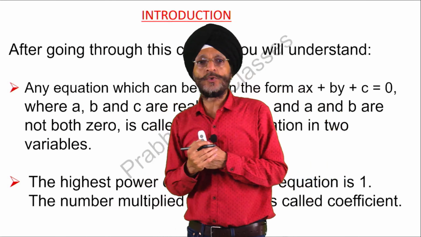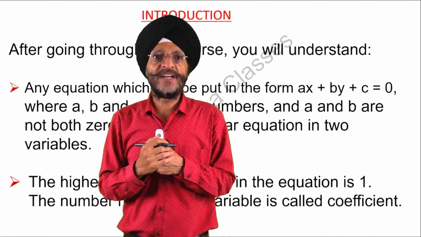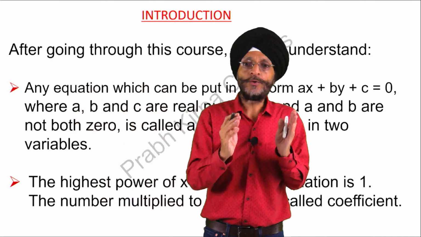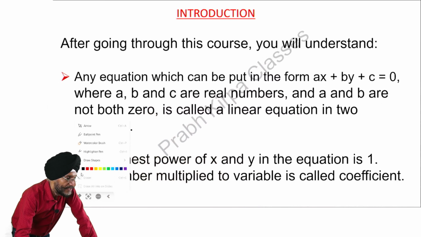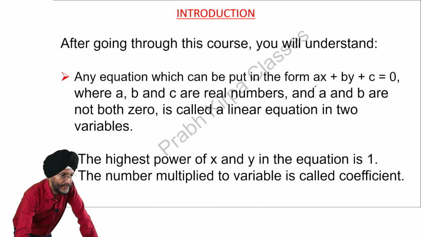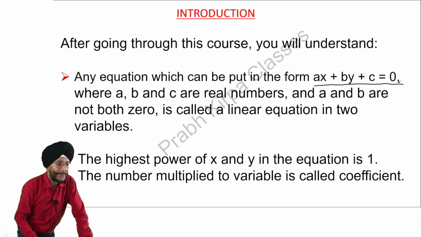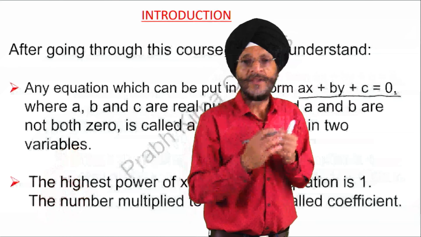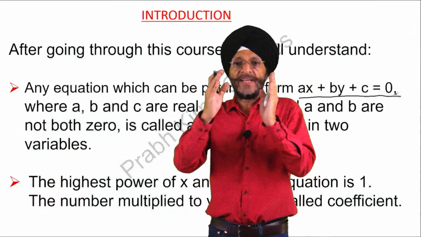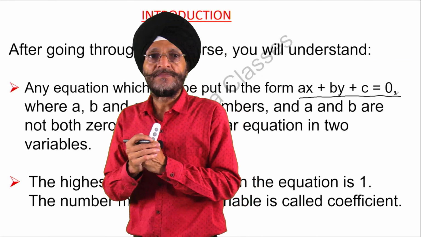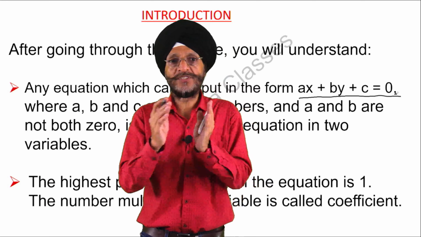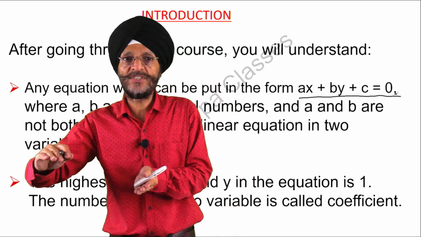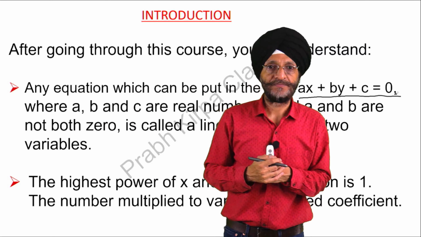After going through this course, the students will understand that any equation which can be put in the form ax plus by plus c is equal to 0, where a, b and c are real numbers and a and b are not both 0, is called a linear equation in two variables.